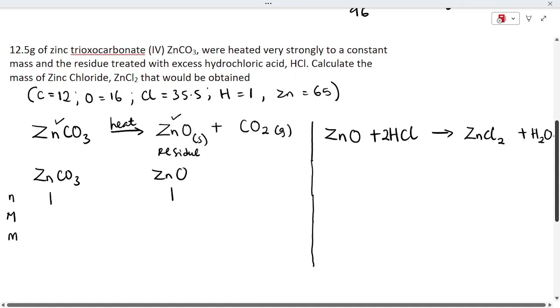So in this case, we basically calculate it. Zinc, there's only 1 atom of zinc, which is 65. That means 65 plus 1 atom of carbon, which is 12. But there are 3 atoms of oxygen. Oxygen is 16. 16 times 3 gives us 48. So when we add 48 plus 12 is 60, plus 65 is 125. For zinc oxide, only 1 atom of zinc, which is 65, and 1 atom of oxygen, which is 16. When you add together, you have 81.